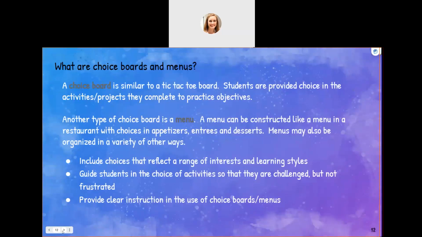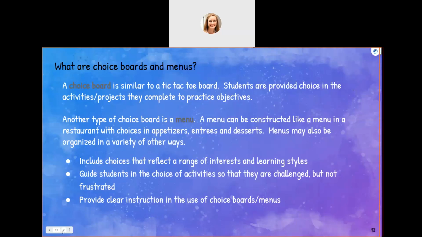So the choice board is similar to the tic-tac-toe board, and students are given choice in the activities and projects that they are going to complete, and they will be practicing the objectives and skills as they work through the activities. Another type of choice board is a menu, and the menu can be constructed in several ways. It can be constructed like a menu in a restaurant, where the choices are appetizers, entrees, and desserts. And the menus could also be organized in a variety of other ways. And we'll look at some samples of those in the upcoming slides.